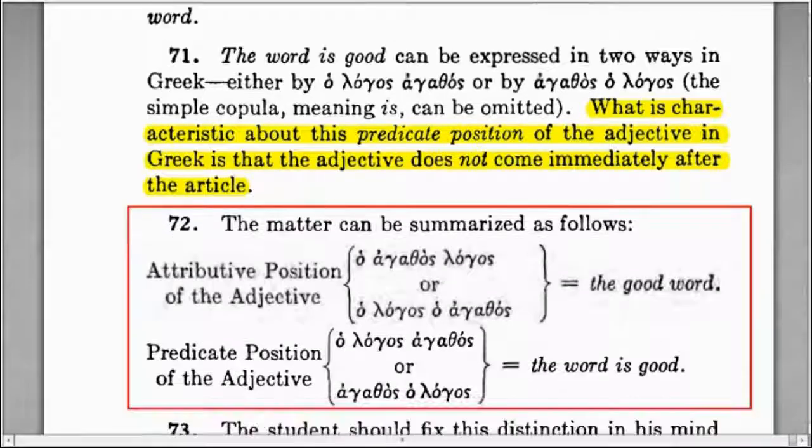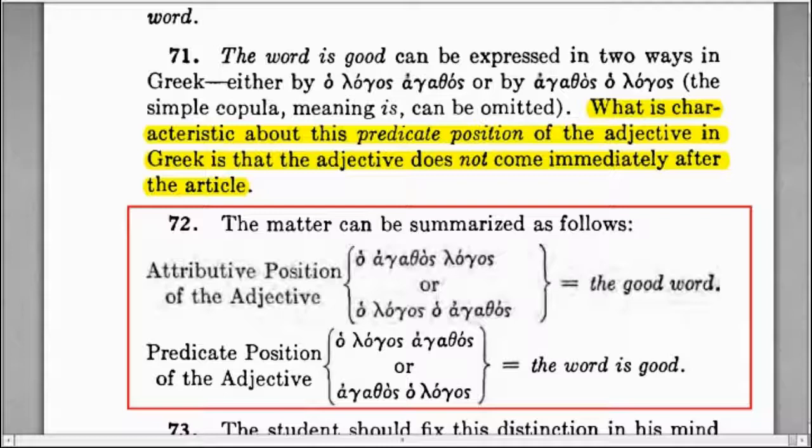Paragraph 71. The word is good can be expressed in two ways in the Greek, either by ho logos agathos or by agathos ho logos. The simple copula, meaning is, can be omitted. It means even though it's not in the Greek, it's insinuated in the Greek. What is characteristic about this predicate position of the adjective in the Greek is that the adjective does not come immediately after the article. Okay?